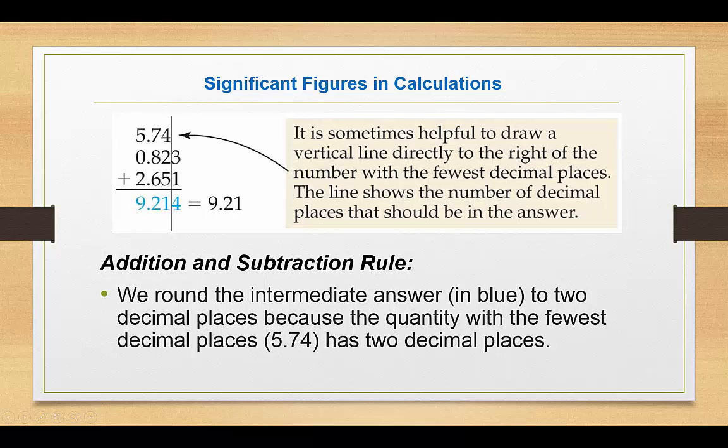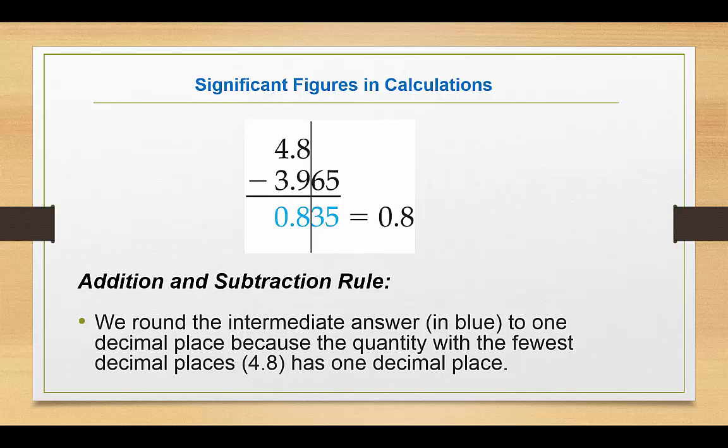Let's look at another example with a subtraction. In this case, I had 4.8 minus 3.965. Punch it into my calculator, I get 0.835. Where do I cut that off? If I stack my numbers like this, and then I draw my line and move it over, boom, I get to the right-hand side of the 8. There's nothing else. I have to stop.